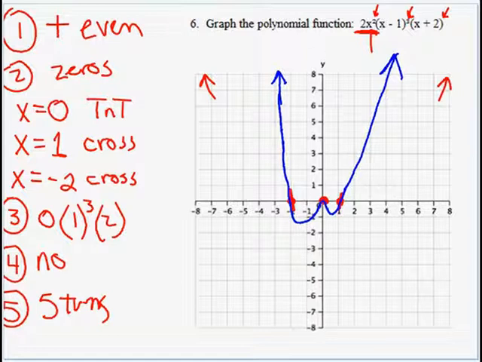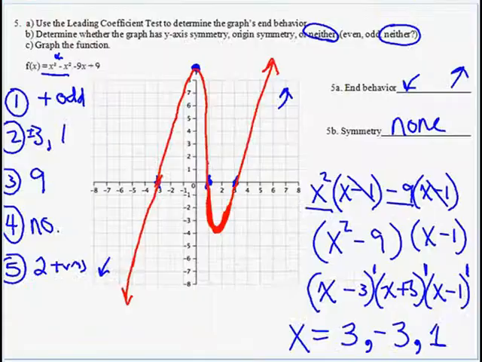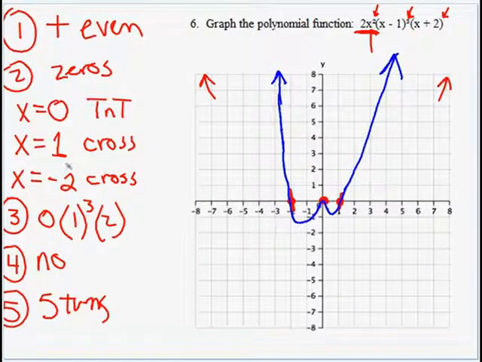All right. Is that all they asked for? End behavior, symmetry. Yeah, we got the graph down good.